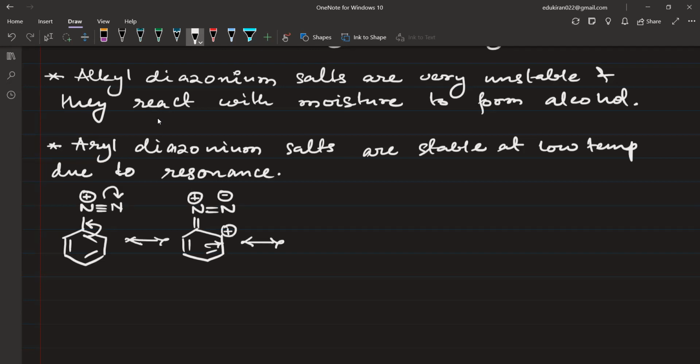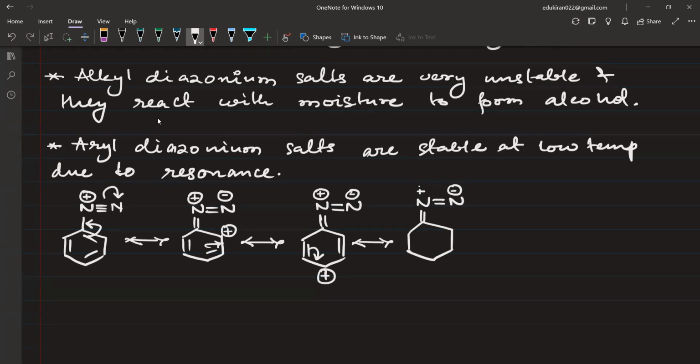Now we have simple resonance: A double bond B single bond C and positive charge. These double bond nitrogens will be as it is. Negative here, positive here, double bond here, and a positive charge here. Another resonating structure. These pi bond will shift here, the positive charge will shift to that carbon atom. These nitrogens will be as it is. Negative here and positive here. Get a positive charge here. These double bonds are as it is.